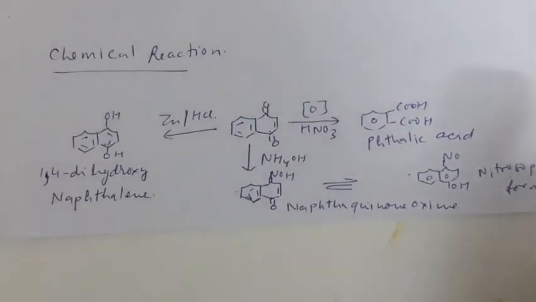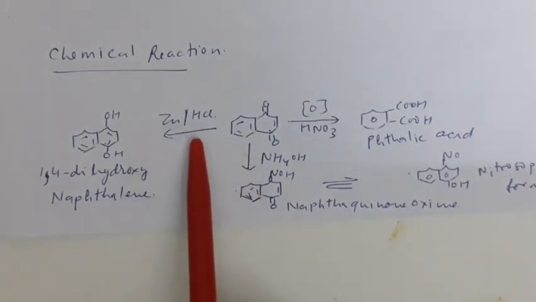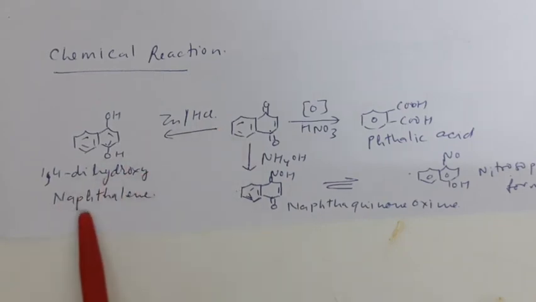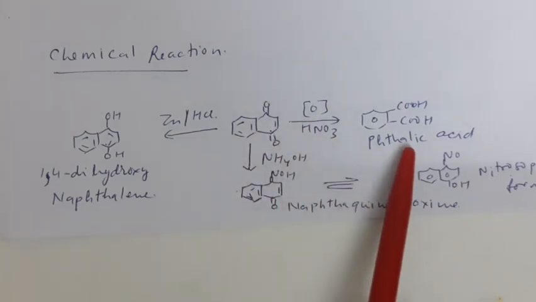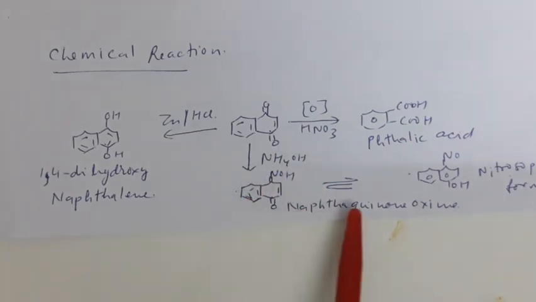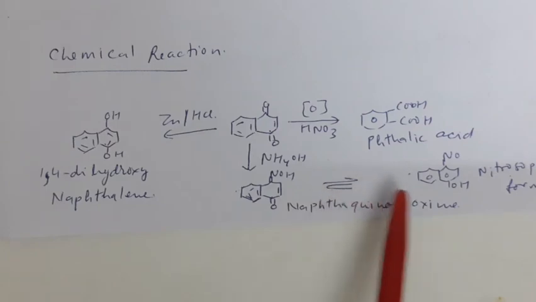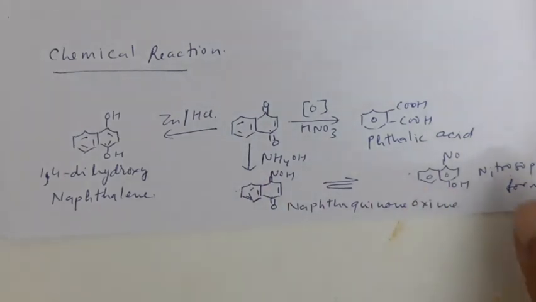The chemical reactions of this naphthaquinone: the alpha naphthaquinone can be reduced with zinc and HCl to give 1,4-dihydroxynaphthalene. It can be oxidized with nitric acid. It gives phthalic acid. If it reacts with ammonium hydroxide, then it gives the oxime, that is, naphthaquinone oxime is formed, and its isomer, which has the nitroso form, the nitrophenol form, can also be obtained. So these are the reactions of the alpha naphthaquinone.